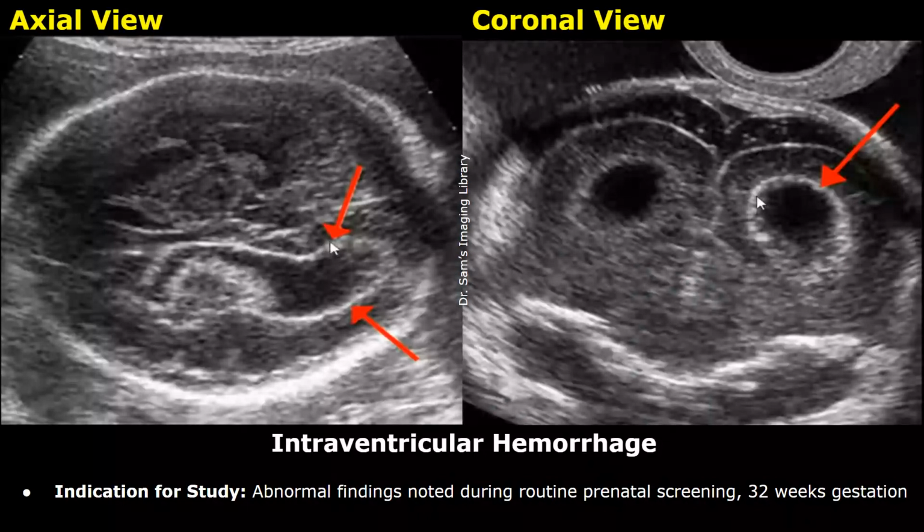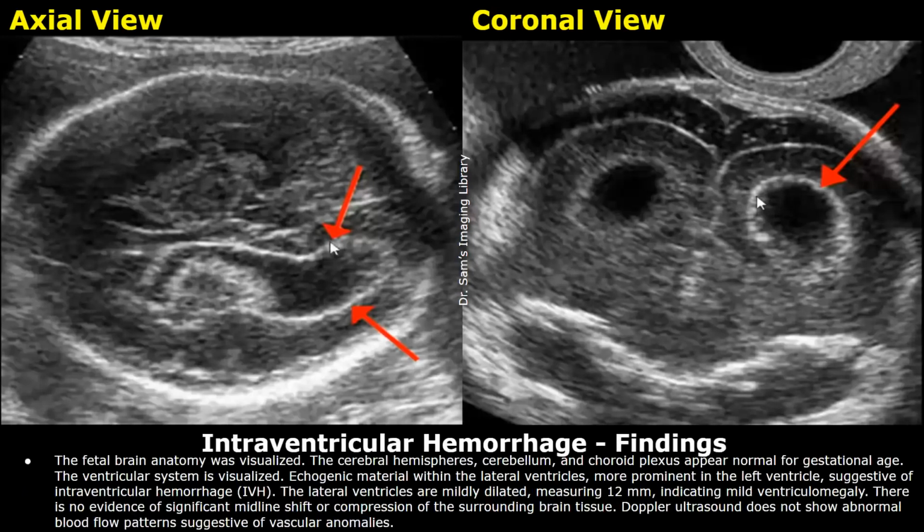This is a report for intraventricular hemorrhage. Indication for study: abnormal findings noted during routine prenatal screening, 32 weeks gestation. These are the findings. The fetal brain anatomy was visualized.